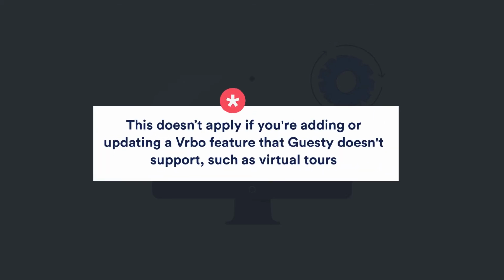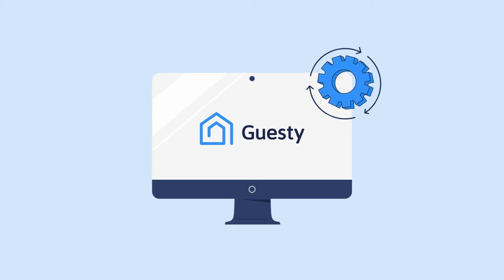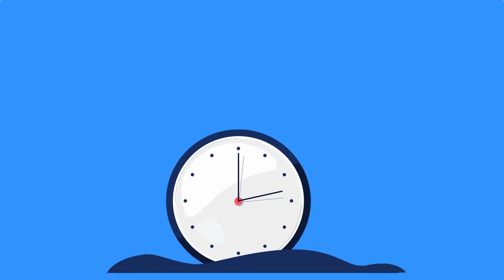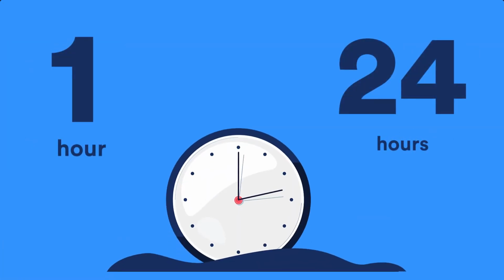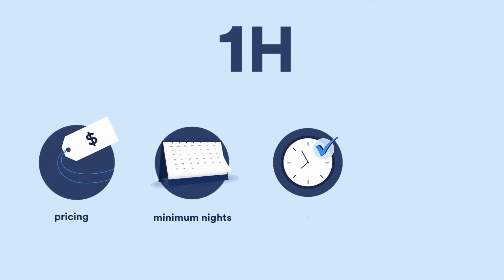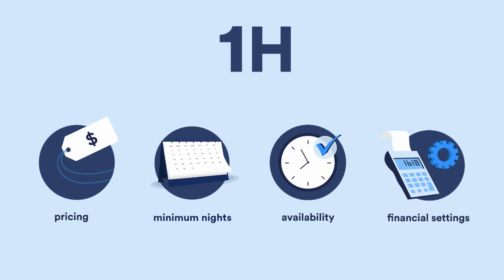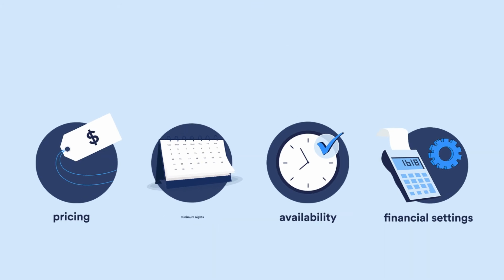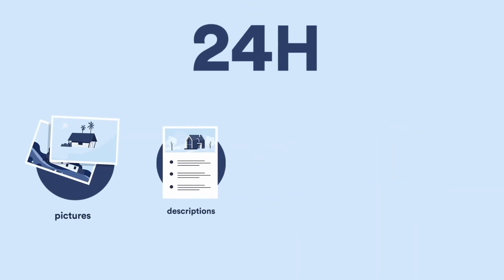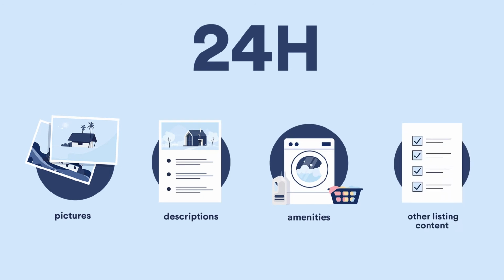Keep in mind this doesn't apply if you're adding or updating a Vrbo feature that Guesty doesn't support, such as virtual tours. Updates you make in Guesty sync with Vrbo either within an hour or within 24 hours, depending on the type of data. For example, pricing, minimum nights, availability, and financial settings are all synced with Vrbo within an hour. All other data, such as pictures, descriptions, amenities, and other listing content, are synced within 24 hours.